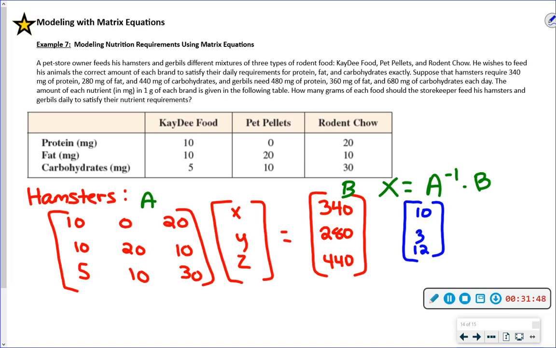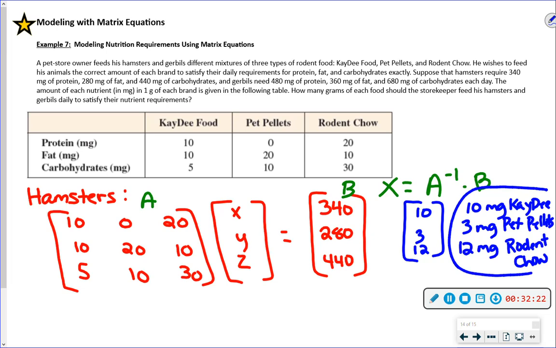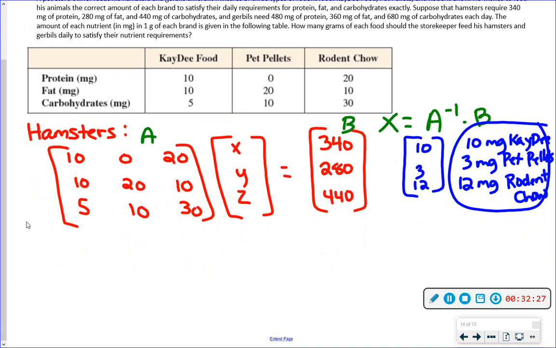But for the sake of the story problem, the 10 means we're doing 10 milligrams of the KD food. We're doing 3 milligrams of the pet pellets. I just want you to know the price of chicken feed's gone up, and I'm not very happy about it. And then 12 milligrams of the rodent chow. That really sounds appetizing. And now I'm going to scroll it up because we got to figure out the amounts for the gerbils. We're still going.